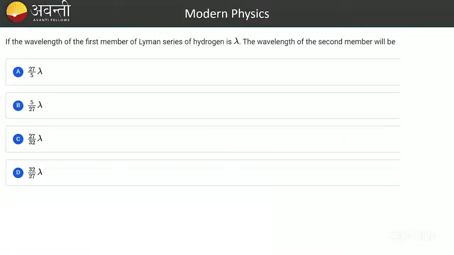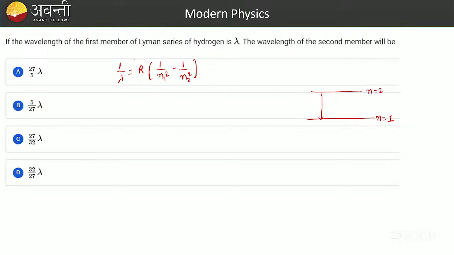Now, if the wavelength of the first member of the Lyman series of hydrogen is lambda, the wavelength of the second member will be? The very famous formula to calculate wavelength is 1 upon lambda equals R times (1 upon n1 square minus 1 upon n2 square). Suppose for this question we are taking the Lyman series. So the Lyman series is nothing but transitions from the ground state to the uppermost state.